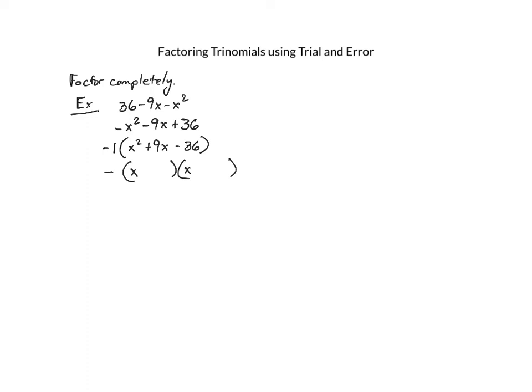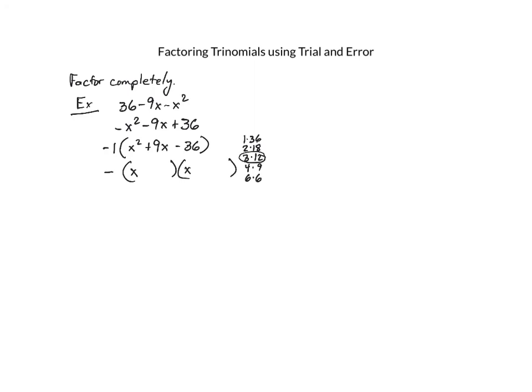36, do the numbers just leap into your head, then you can write them down? If not, here's the list of possibilities. 1 times 36, 2 times 18, 3 times 12, 4 times 9, 5 doesn't go into it, and 6 times 6. So those are the possibilities. And let's see, what would give us 9? Do you see the 3 and the 12 look good?